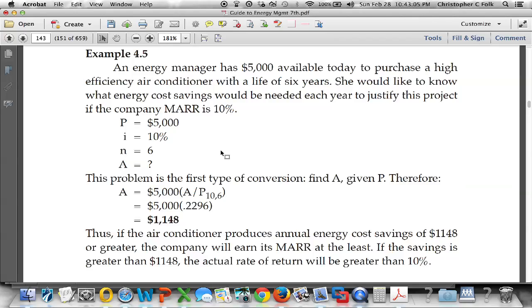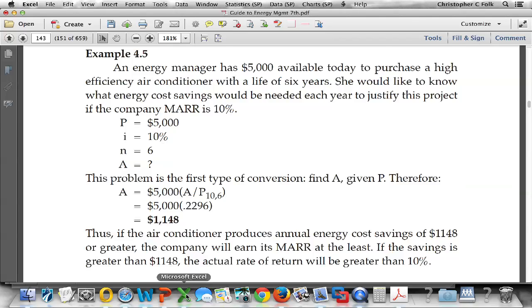So in this type of conversion, we're going to have to find what the annual payments are if I know what the present value is. How much money do I need to save every year in order to make up for the 6 years of lost interest on that $5,000 principal? And so in this case, again, we go back to the table. We're going to continue using 10% interest in the example so that we can stay on the same page, right?